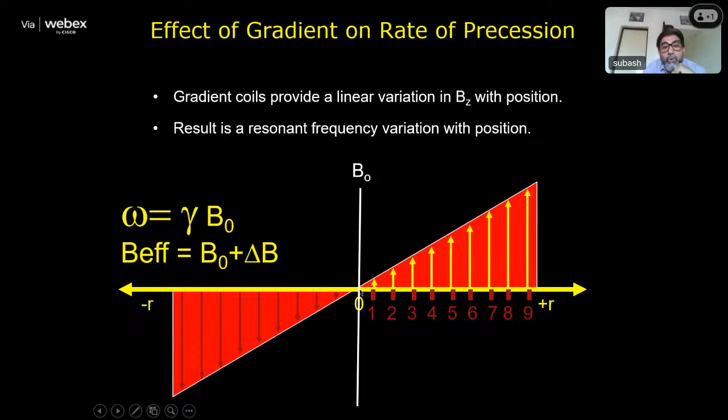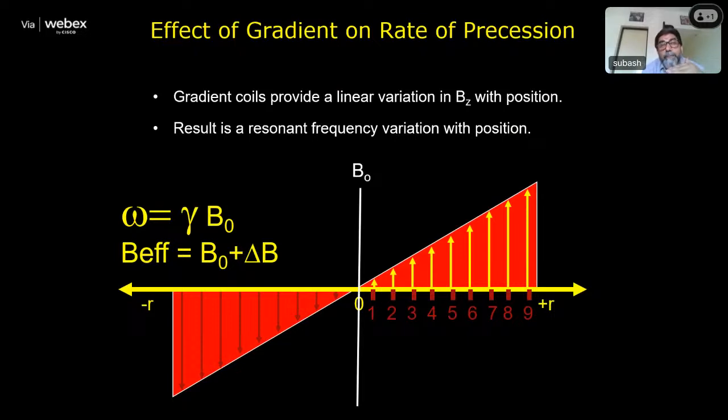And at the zero, which is called the isocenter of the magnet, the magnetic field remains the same as it was earlier. So what will happen? All these points 1, 2, 3, 4, 5, since they now have different magnetic fields, will experience different resonance frequencies or Larmor frequencies depending on the magnetic field they are experiencing. The nuclei present in these locations will experience different magnetic fields, and hence their Larmor frequencies or resonance frequencies will be different.